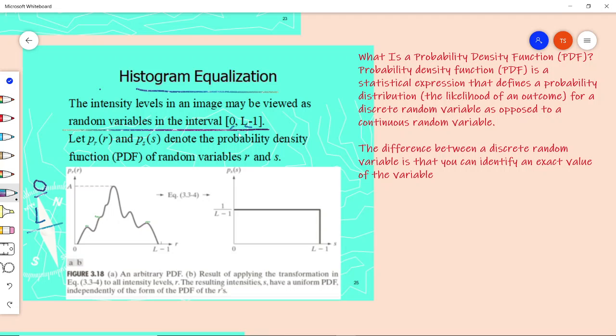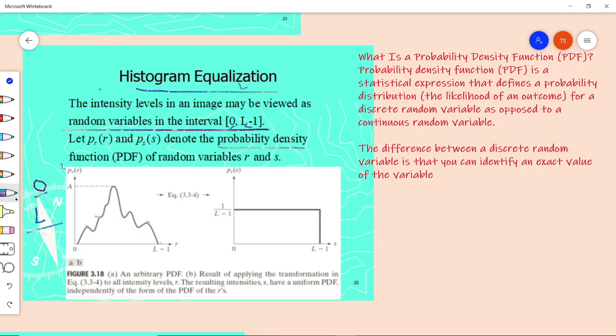Okay, these are the random variables and the intensity levels. Random variables means randomly selected variables. These are not in a uniform fashion. Here it is growing up and here it is coming down. It is not linear, not uniform. There are up and down curves. So, random variables.